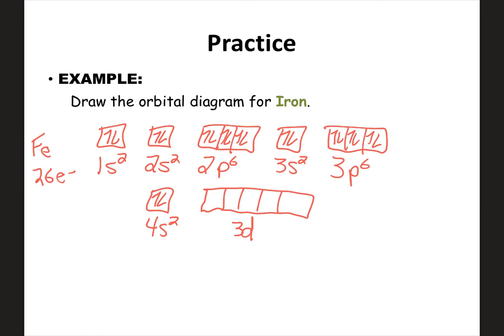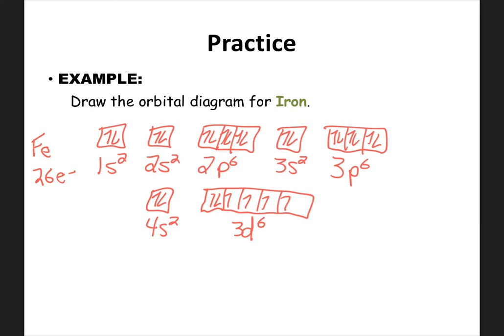But we only have 6 more electrons left until we reach our total of 26. So Hund's rule says 1 in each before you're forced to pair up. So that first orbital there is going to have 2, and all the rest are just going to have 1. And this is going to be 3d6.